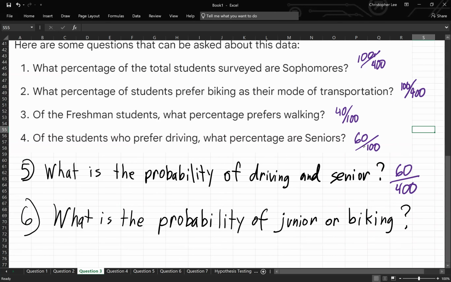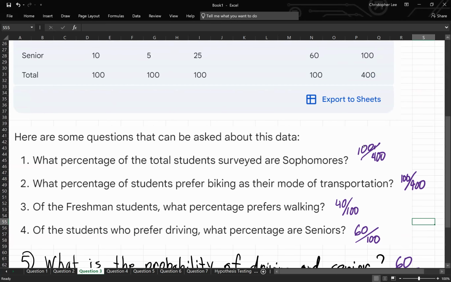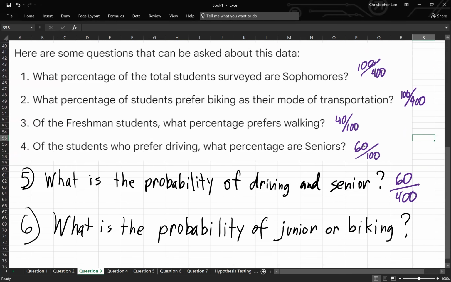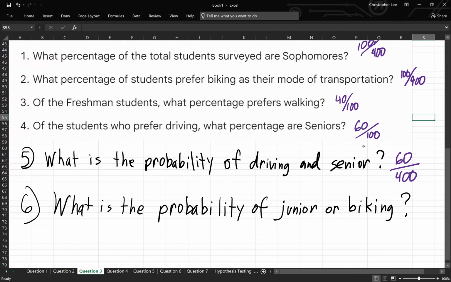So this was the corner. Most of your answers are going to be over the total of everything. The grand total, they call that, right? Only when you have the given statements do you have a different denominator. Whatever comes after the given is your denominator. Okay. All right, last question. What's the probability of a junior or biking?